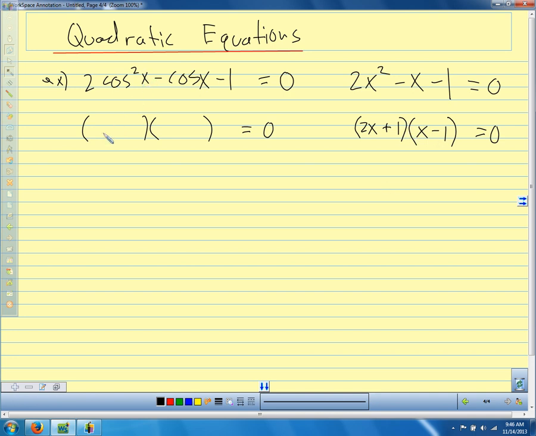This one factors exactly the same way. 2 cosine x plus 1 times cosine x minus 1. Exact same process, exact same thought process here. And now we're back to where we were on the last problem. 2 things multiplied together giving us 0. So that means that this parentheses tells us that cosine x equals negative 1/2, or cosine x equals 1. Setting each of these parentheses equal to 0.